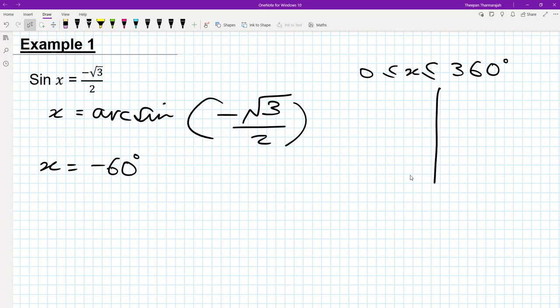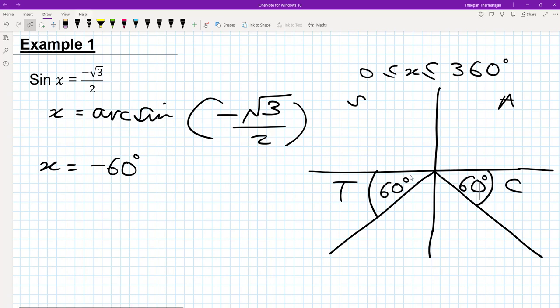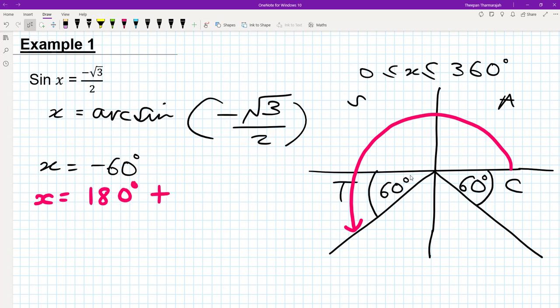So what we do, we use the CAST diagram again. But this time we say, where is sine negative? Well, it's negative in the third quadrant. And it's negative in the fourth quadrant. So the first solution, we go in an anti-clockwise direction from here all the way to here. So the first solution is 180 degrees plus 60 degrees, which gives me 240 degrees.